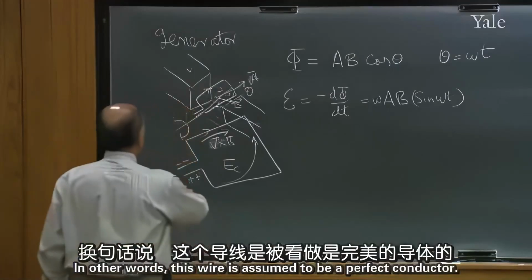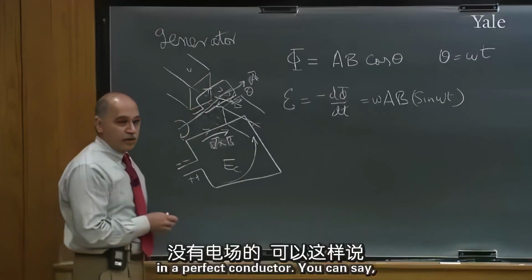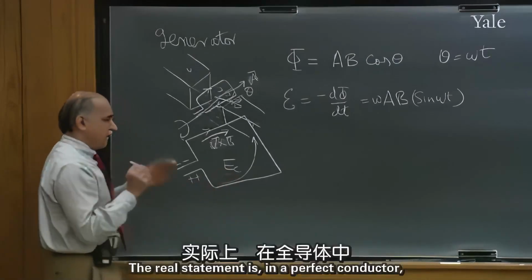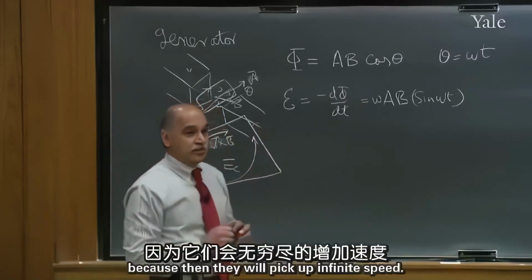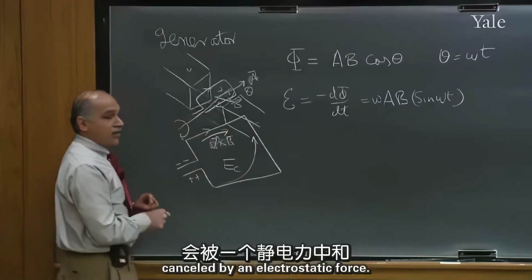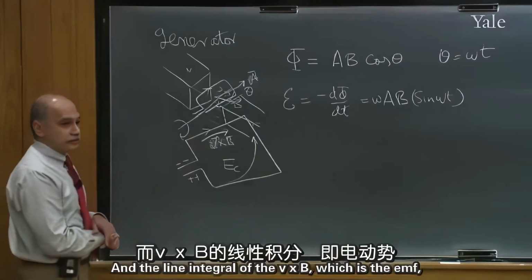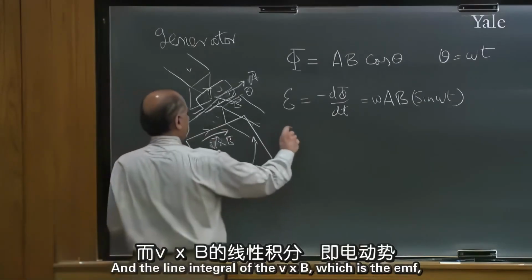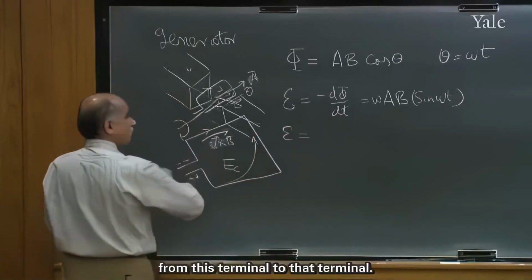In other words, this wire is assumed to be a perfect conductor. You all know that you cannot have an electric field in a perfect conductor. You can say, hey, why do you have an electric field now? The real statement is, in a perfect conductor, you cannot have any net force on the charged particles, because then they will pick up infinite speed. So if there's a v cross B force, that is actually canceled by an electrostatic force. The two of them cancel inside the wire. And the line integral of the v cross B, which is the EMF, will numerically equal the integral of the electric field from this terminal to that terminal.